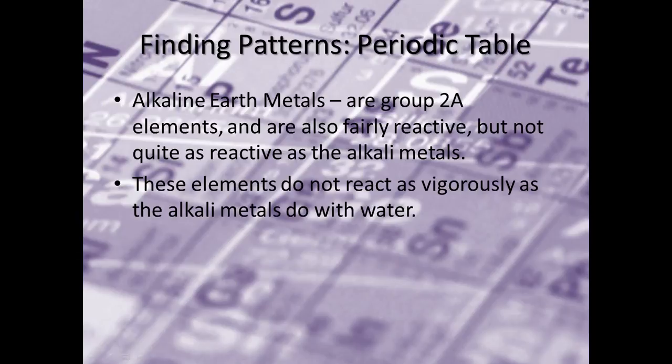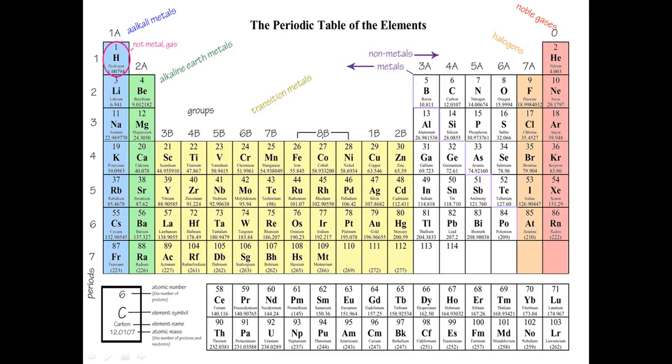Alkaline earth metals are group 2A elements and are also fairly reactive, but not quite as reactive as the alkali metals. These elements do not react as vigorously as the alkali metals, and they are here in 2A, and they are green.